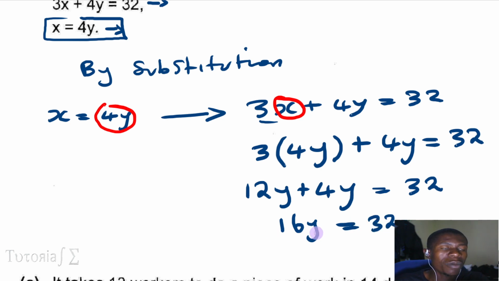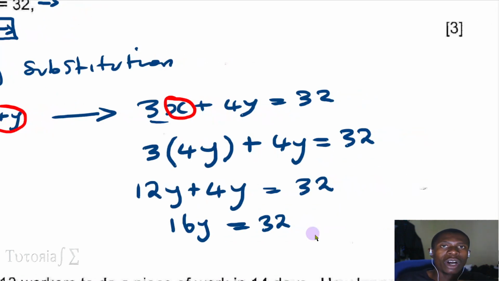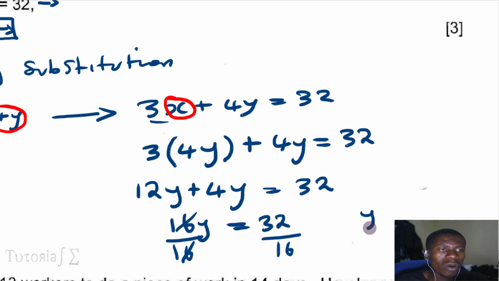Then to remain with y alone here, we need to divide throughout by 16. So we divide by 16 here and we divide by 16 there. So this and that will cancel out. Then we are going to have 32 divided by 16. So y is equal to 2.